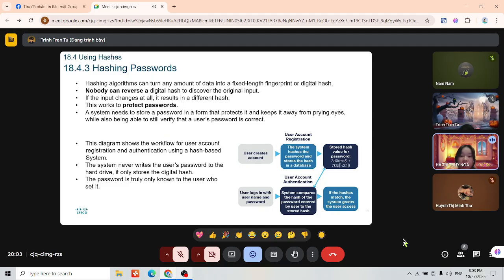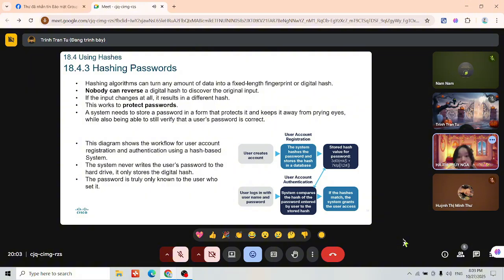When logging in, the system hashes your input and compares it with the stored hash. If both match, login is successful. So even if hackers steal the database, they only see hash strings, not real passwords.